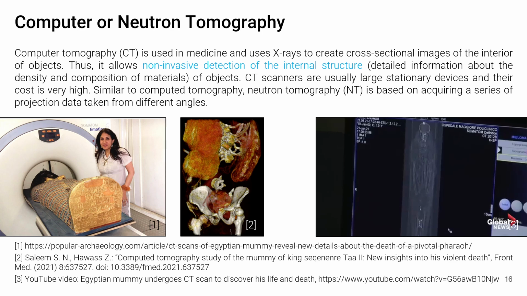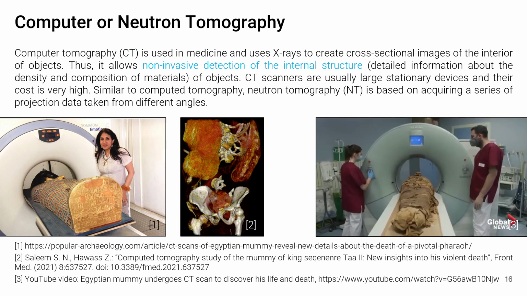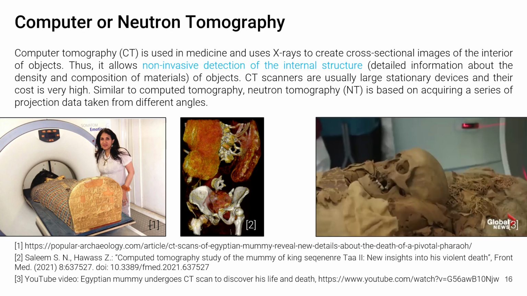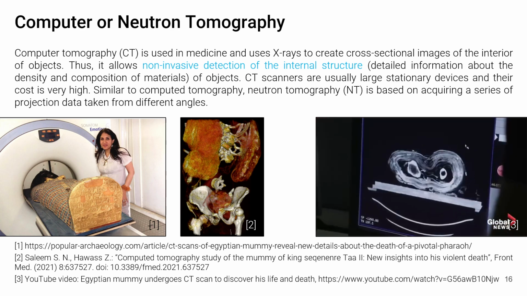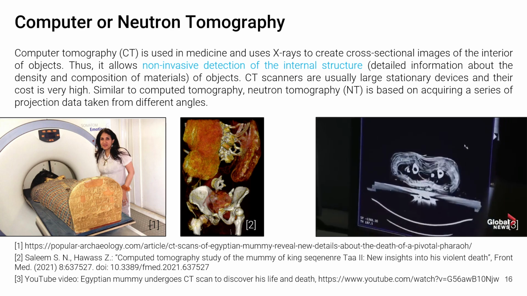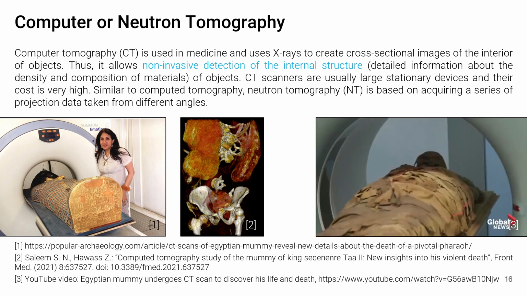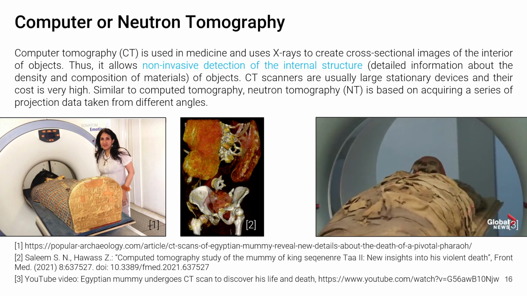Similar to computed tomography, neutron tomography is based on acquiring a series of projection data taken from different angles. In contrast, however, neutron beams rather than X-rays are used. Neutrons have the ability to penetrate materials of varying density and composition and provide information about material properties. In archaeology, for example, the CT scan is used to examine mummified remains and analyze their internal structure without having to physically open them. An NT scan can be applied, for example, to the material composition of historical silver coins.